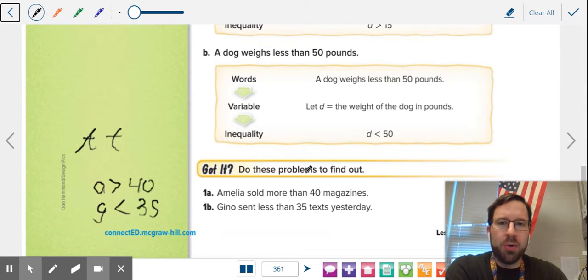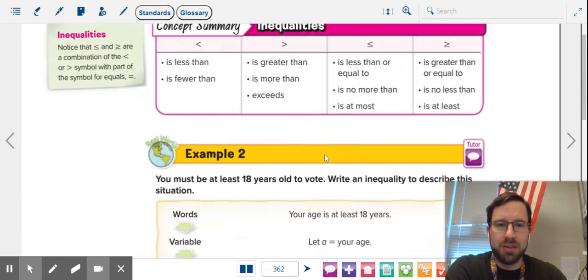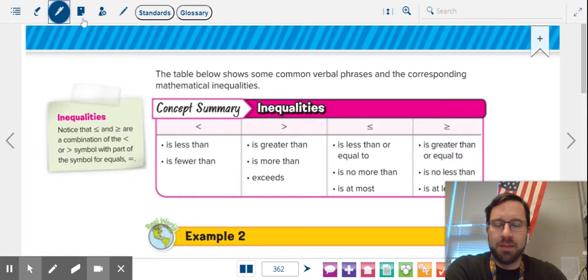The key with writing inequalities, I always recommend putting the variable first. You can put the variable second. I don't recommend it, especially when we go to graphing, and you'll find out later why. Okay, because everything reverses if you put the variable second. But easier said than done.